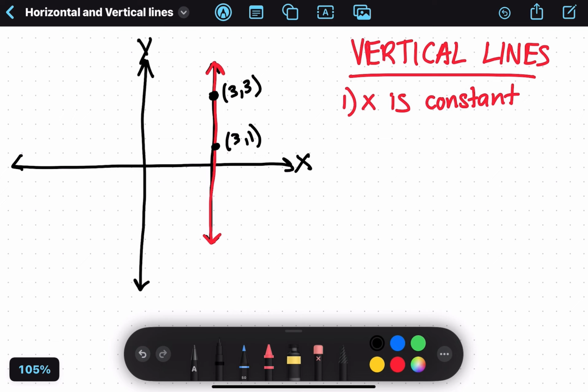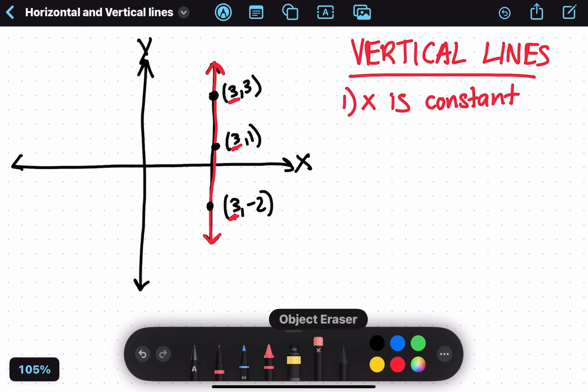No matter where you go, or even underneath, right, quadrant 4, it would be (3, -2), or something like that. So as you can see, no matter where you go on the line, like I said, the x is constant. The x always stays the same. It's always going to be 3 for this red line right here in this example.